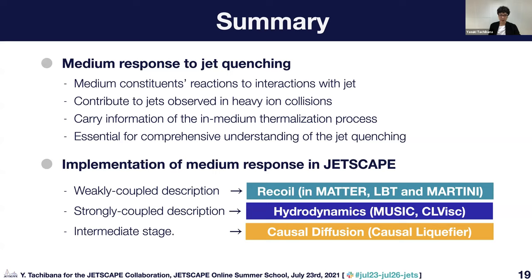And how we implement medium response in JETSCAPE is done in this way. A weakly coupled description of the medium response is implemented as recoil in MATTER, LBT, and MARTINI. And the strongly coupled description is done by hydrodynamics. In JETSCAPE, you can use MUSIC or CLVisc. And for the intermediate stage, generating the profile of the Mach cone, you can use the causal diffusion module in JETSCAPE.